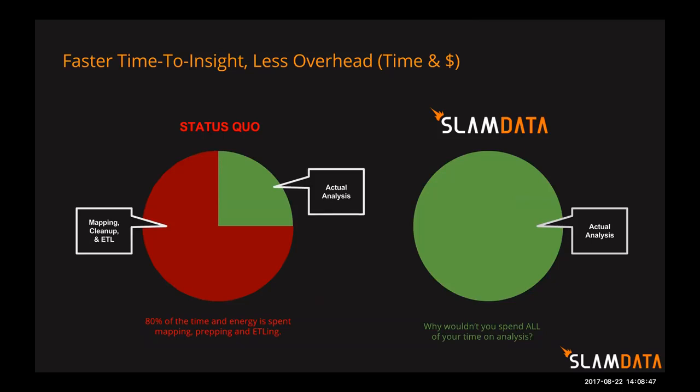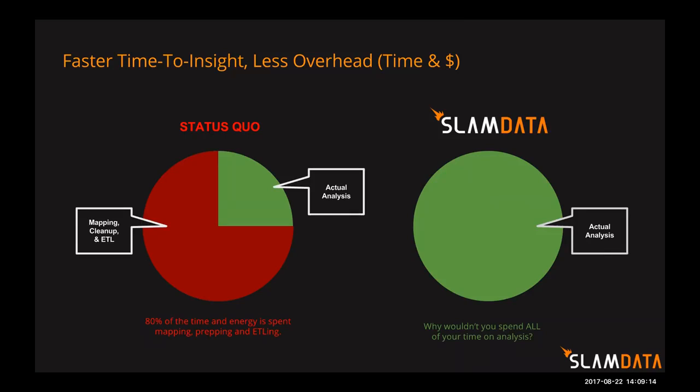So in the current market, what we see is companies spending lots of time on mapping, cleanup, ETL, custom development, extraction, and then less time on actual analysis. With SlamData, we eliminate all of the mapping, cleanup, ETL, and custom development, and allow you to focus on actually delivering analytics and real reporting to your end users. So it's like many things, it's all about saving time and money.